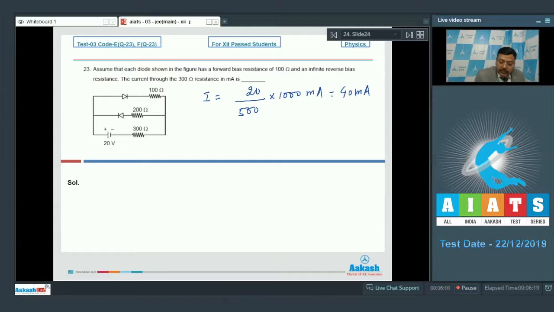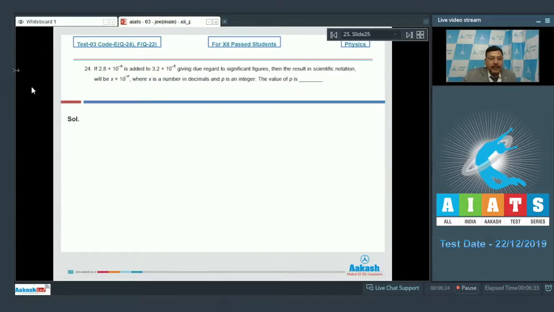So the current through the 300 ohm resistance in milliampere is simply 40. So our answer to question 23 is 40. Let's go to the next question now.